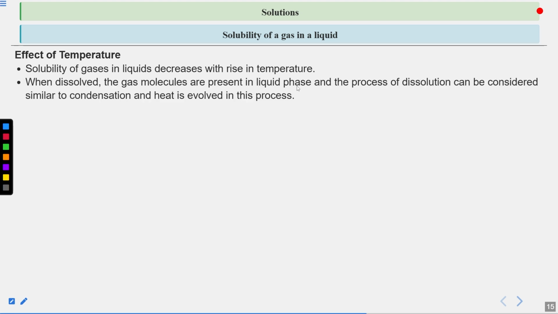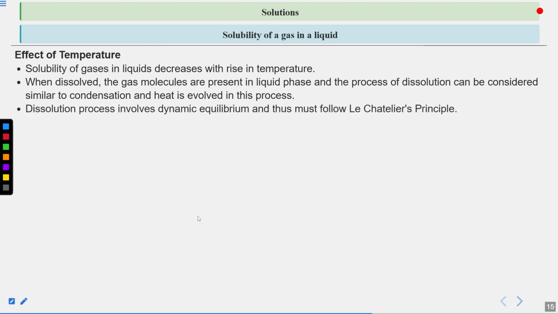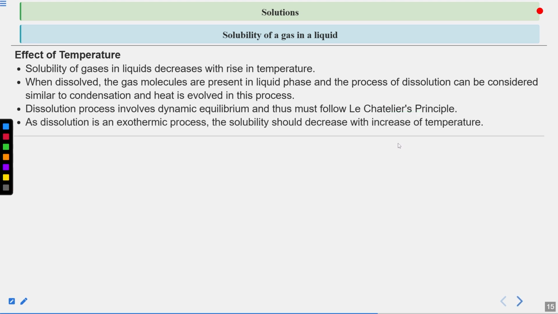So, when dissolved, the gas molecules are present in the liquid phase, and the process of dissolution can be considered similar to condensation, and heat is involved in this process. Now, you have already seen what dissolution is. The dissolution process involves dynamic equilibrium, and it follows Le Chatelier's principle. And as dissolution is exothermic for gases dissolved in liquids, the solubility decreases with increase of temperature. So, this is the reason behind the lower solubility at higher temperature.